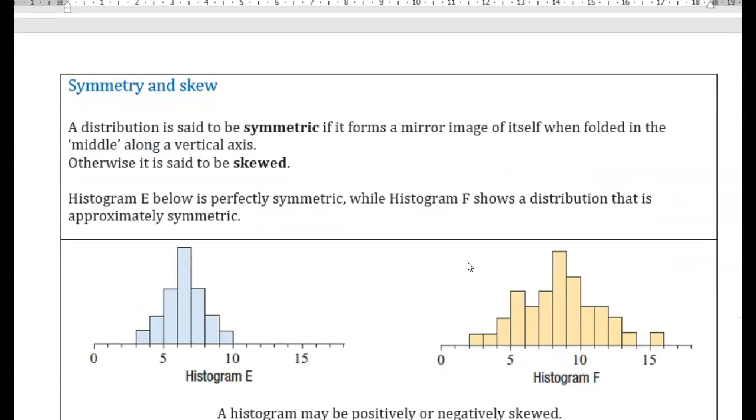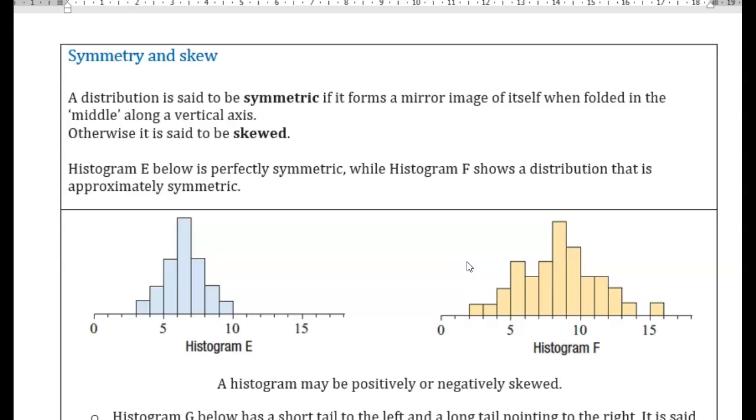All right, what we also look at is symmetry and skew. A distribution is said to be symmetric if it forms a mirror image of itself when folded on the middle along a vertical axis. Otherwise, it is said to be skewed. So remember the word symmetrical: the same on both sides. If we were to cut ourselves down the middle, we're the same on the left side as on the right side, mostly. Things that aren't symmetrical are said to be skewed.